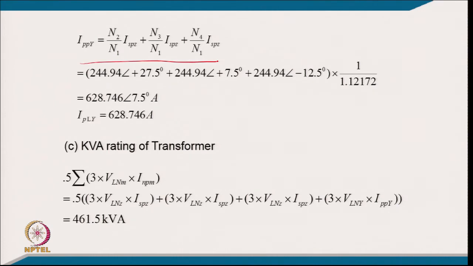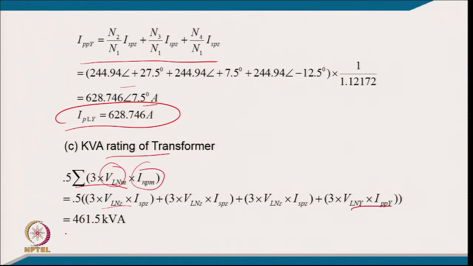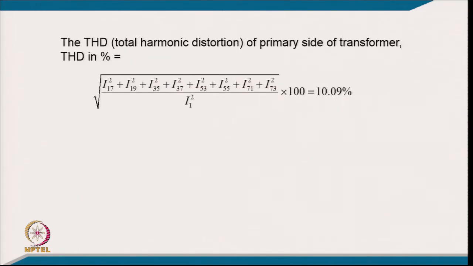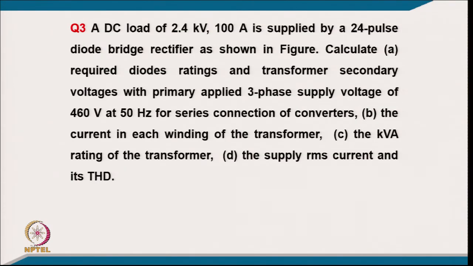So, you can find the primary current from all these 3 currents with the proper respective phase angle, and you get the primary current this much. Now, you have to find the kVA rating. That is 3 times the voltage rating of the winding times the current rating of the winding; you multiply and put in all the values. So, you will get the kVA rating of the transformer as 461.5 kVA, and the total harmonic distortion of the primary current, if you take all the harmonics from the current waveform shown there, you get around 10.09%.